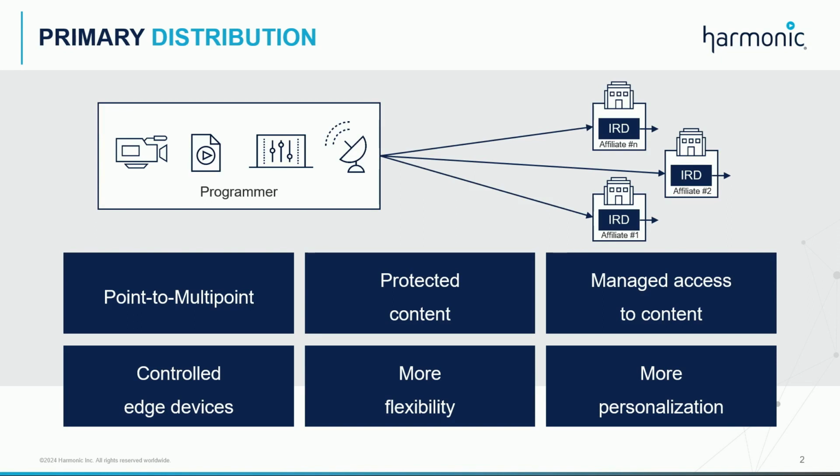So when we speak about primary distribution, essentially we are speaking here mainly point to multi-point. So between a content provider that creates content and distributes that to a lot of different affiliates. This content obviously needs to be protected. This content needs to be managed, which means that you need to be able to handle the user rights aspects which are linked to content, when you can or cannot use the content in a given market, for instance.